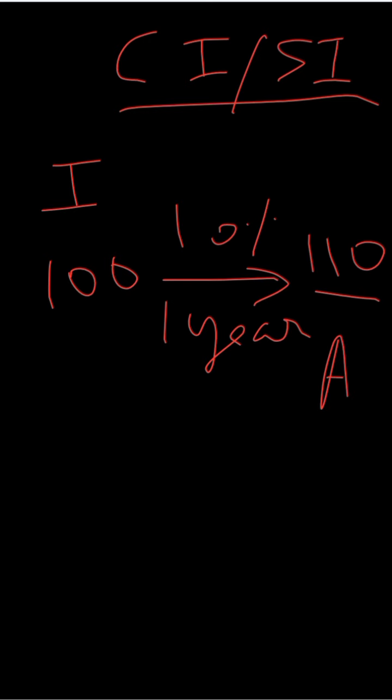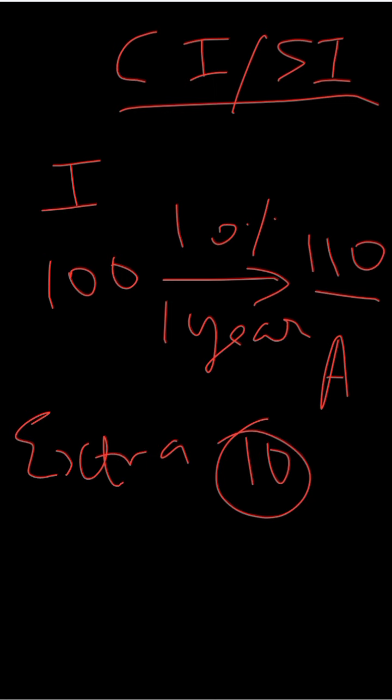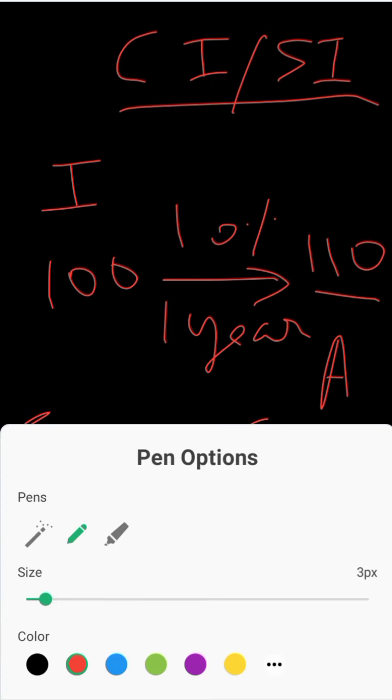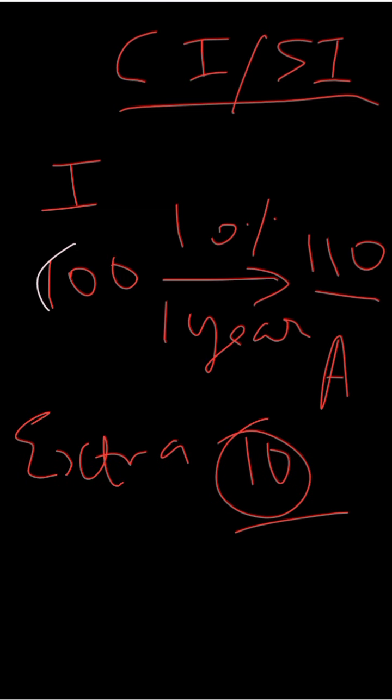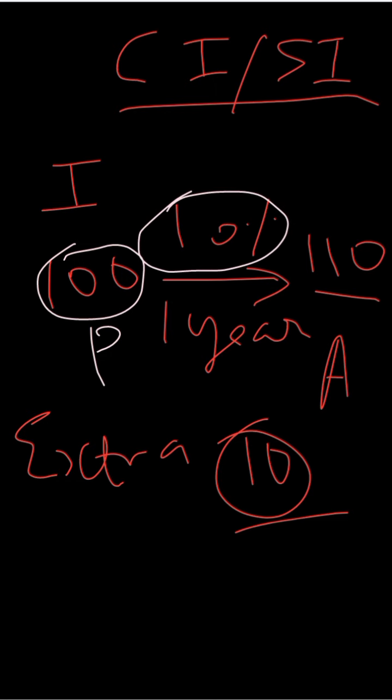So these 110 rupees is the actual amount which you get. So how much extra money did you get? You get 10 rupees extra. So this is called interest. Let us just see, right? The amount you have is called the principal amount. The percentage with which you give is the rate of interest.